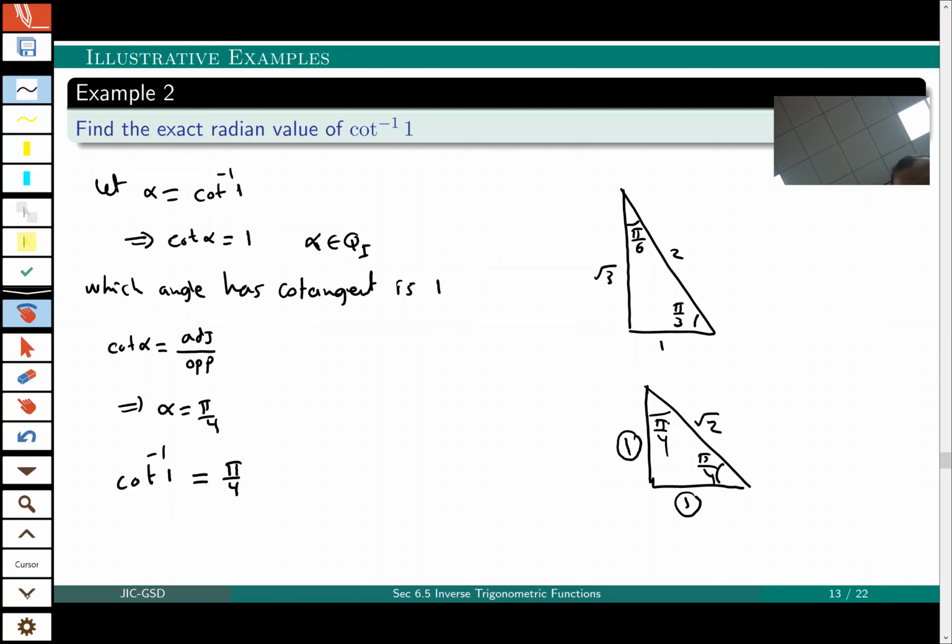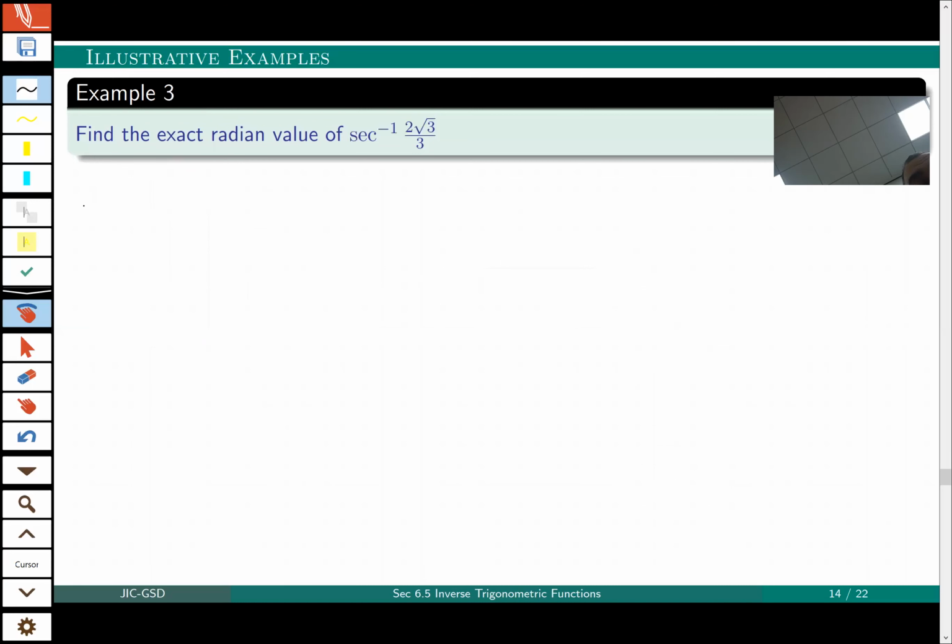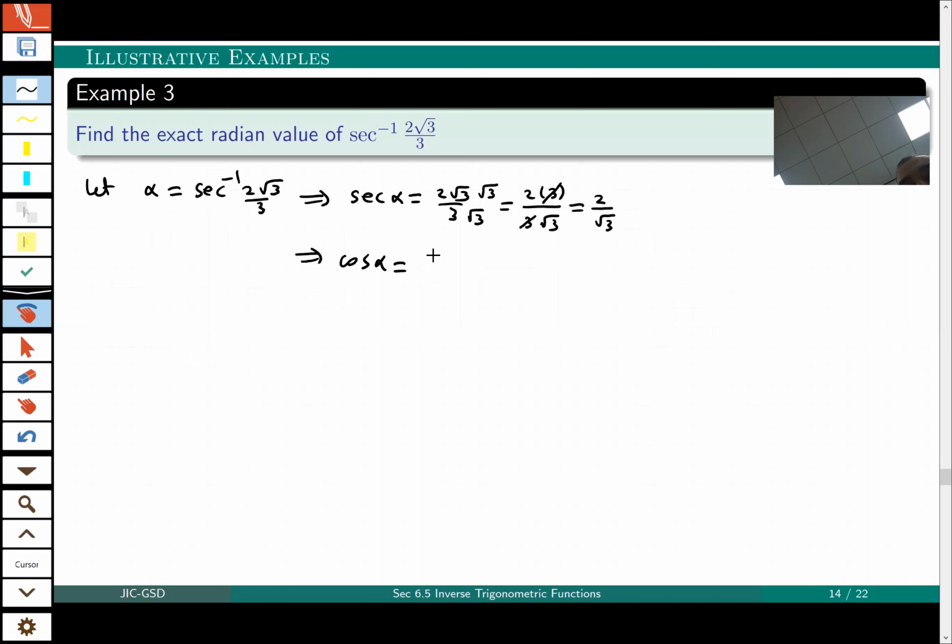Now, here again, let alpha be equal to secant inverse of 2 root 3 over 3. That will mean secant alpha is equal to 2 root 3 over 3. We can simplify this one by multiplying by the conjugate, root 3 over root 3. That will be 2 times 3 over 3 root 3. The 3 will be cancelled out and you will get 2 over square root of 3. And that will mean cosine alpha is root 3 over 2.